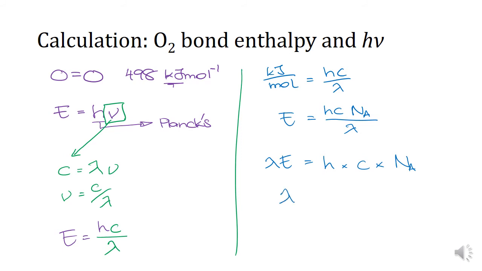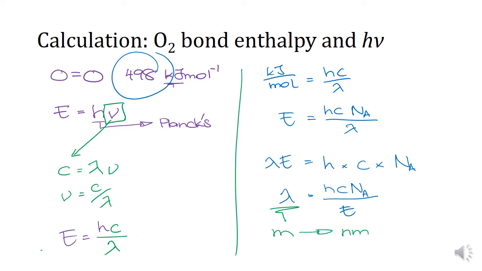So my wavelength is Planck times speed of light times Avogadro's divided by that 498 that we got out of the data book all that time ago. Now, one important thing to note, this will give you a wavelength in meters. Most of the time when we're talking about light, we will convert that to nanometers. So nano is 10 to the negative 9. So you just need to do that quick conversion at the end.